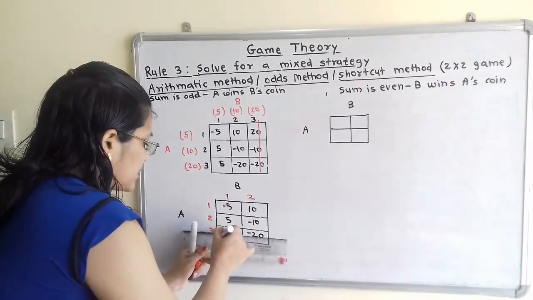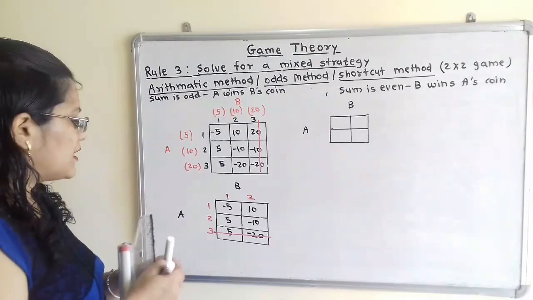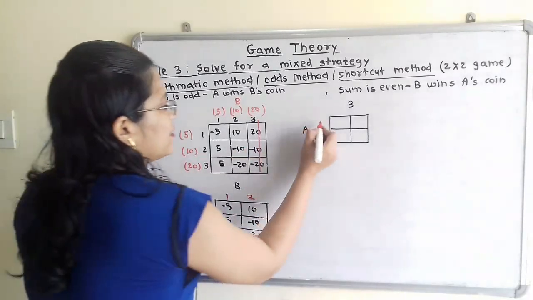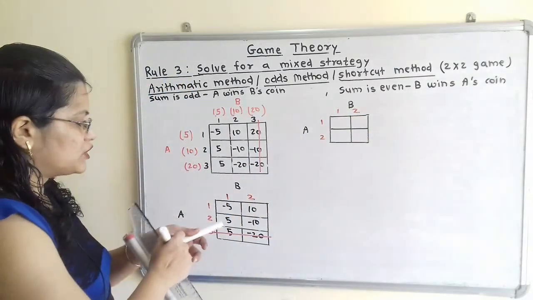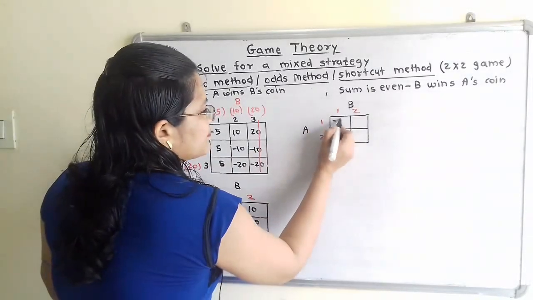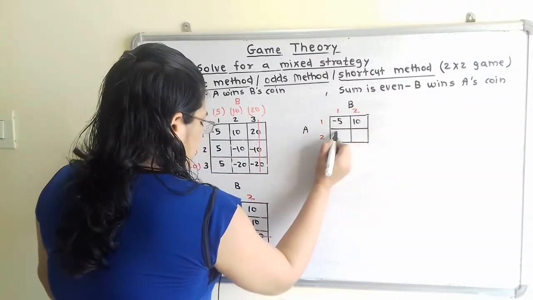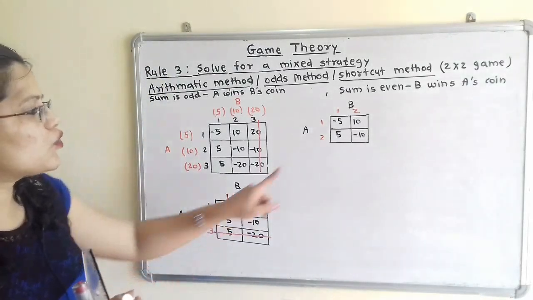So here I will remove this. I will mention the other elements. Here we will write row numbers 1, 2, column numbers 1, 2, and we will mention the elements also. So minus 5, 10 and 5, minus 10. So this is the 2 by 2 matrix.